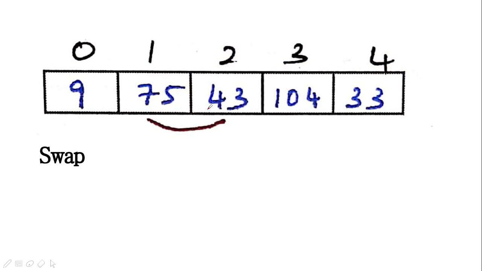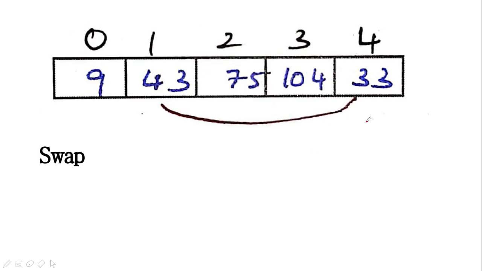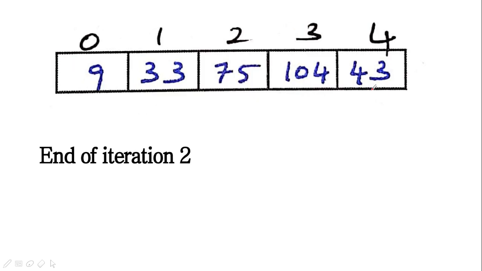Now I am at index 1. Now we are comparing the elements to its right. First with 43, not in order, swap. Again I will be at index 1 only, compare with the next element 104, no swap, it is in order. Again index 1, compare it with 3, not in order, so swap. So you will see 33 is coming. Now end of iteration 2. Now we have found the element which should come to position 1, index 1.